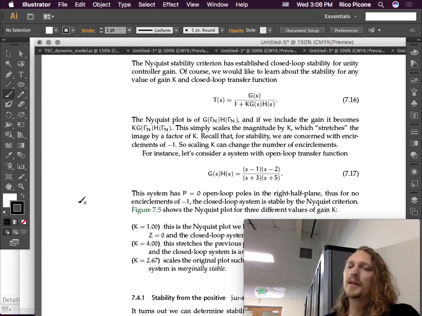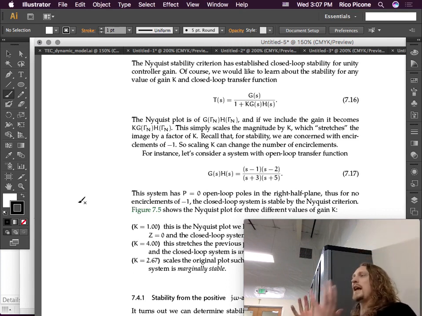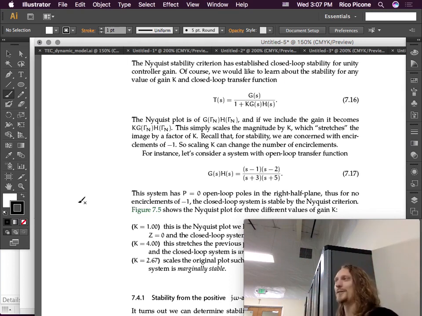Recall that for stability, we are concerned with encirclements of -1. Remember, we went through that lengthy argument. -1, which is on the real axis in the left half plane, is the point whose encirclements are going to be critical for stability purposes. So scaling k can change the number of encirclements. We can scale this whole Nyquist plot, so maybe with a certain scaling we have no encirclements, and with a certain other scaling we have 2 or 4 or 18 encirclements.